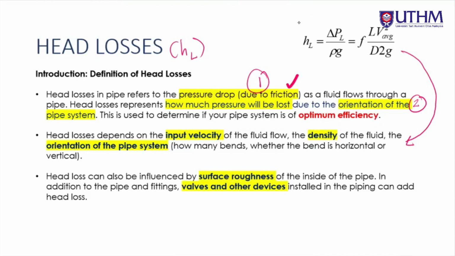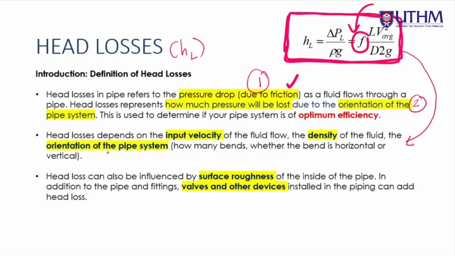Okay, so macam yang saya introduce tadi, head losses can be calculated using this formula if it involves friction. And head losses also depend on the input velocity of the fluid flow, the density of the fluid and also the orientation of the pipe system. Oh, yang ni kita akan tengok lah.